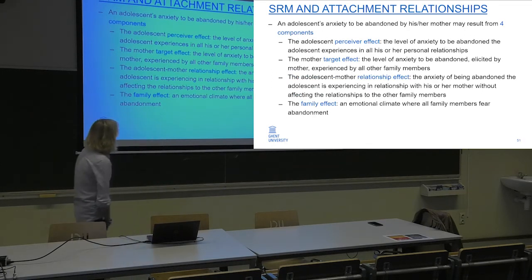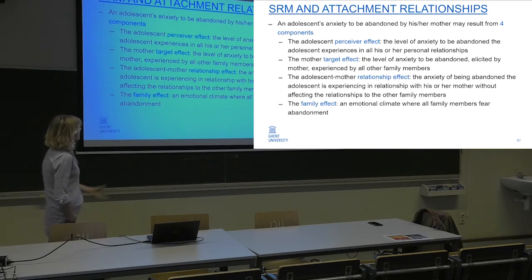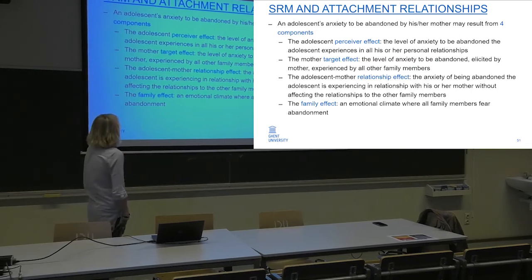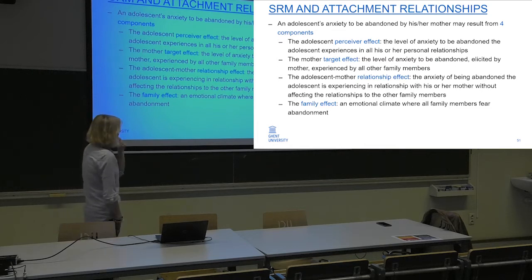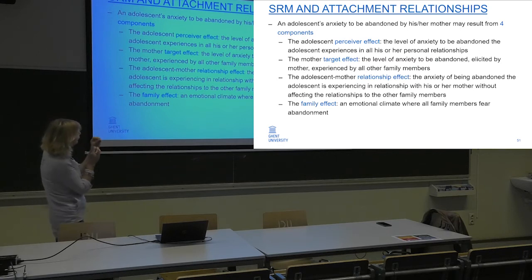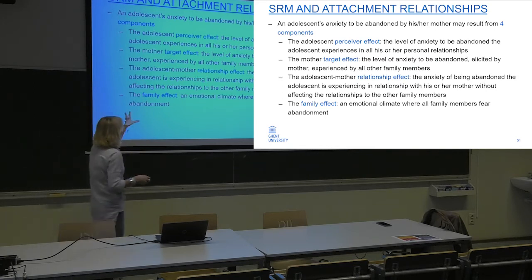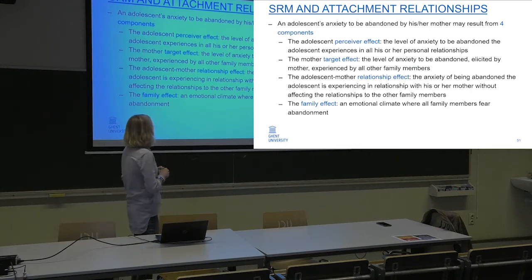So here are the components: the perceiver, the level of anxiety to be abandoned the adolescent experiences in all of her personal relationships, is something about this adolescent. A mother target effect would then be the level of anxiety to be abandoned elicited by the mother, experienced by all the others. The relationship effect would be the anxiety of being abandoned the adolescent experiences in relation to his or her mother without affecting the relationship to all other family members. And then the family effect, the emotional climate where all family members fear abandonment.